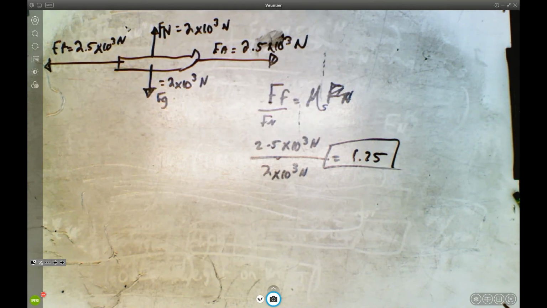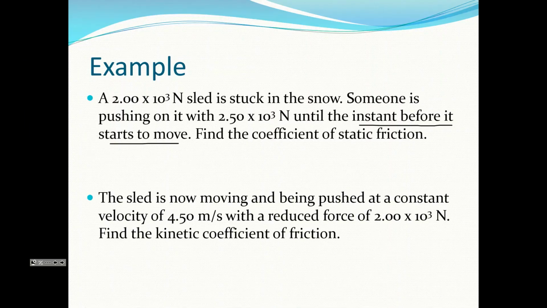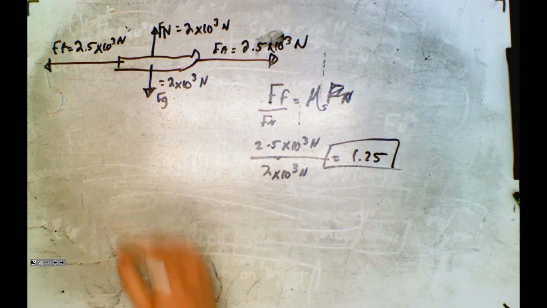So if we want to do the second part of this, the sled is now moving, same sled, being pushed at a constant velocity of 4.5 meters per second with a reduced force of 2 times 10 to the 3 newtons. So what is the coefficient of kinetic friction? Well, now it's moving, so let's draw a free body diagram for when it's moving.